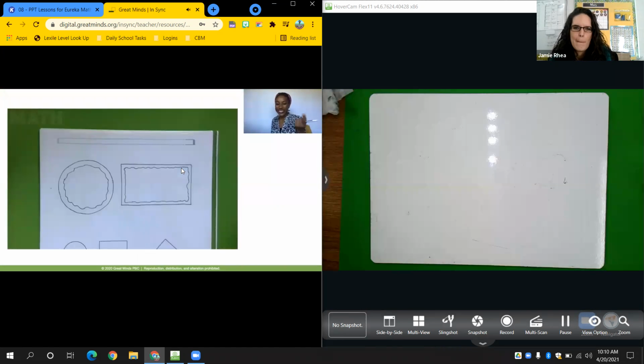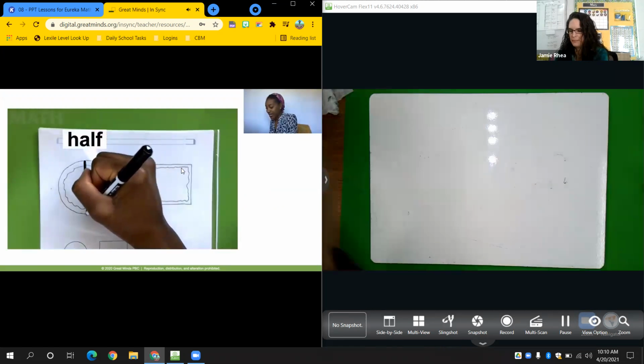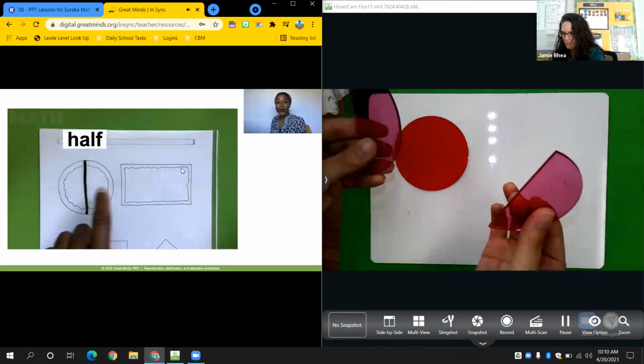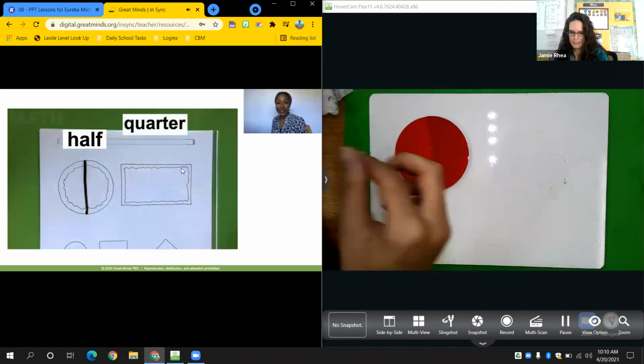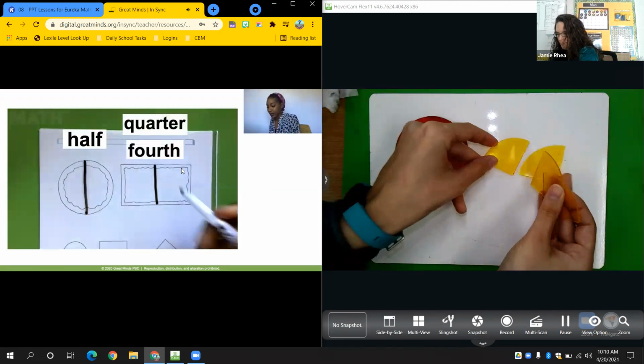Halves and quarters. I remember those words. Let's take a minute to review. I remember a half is when you split something into two equal parts. And I know quarters can also be named fourths, and that's when you split it into 4 equal pieces.